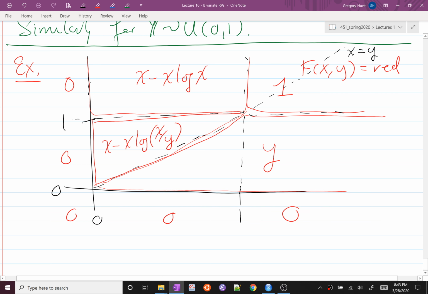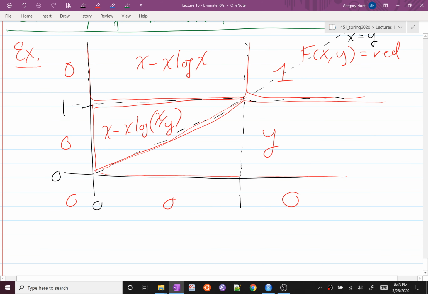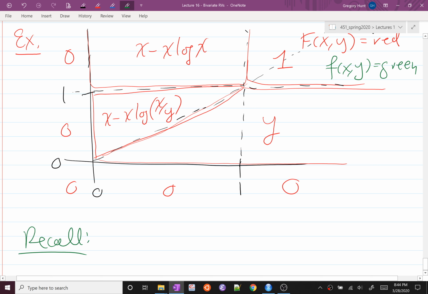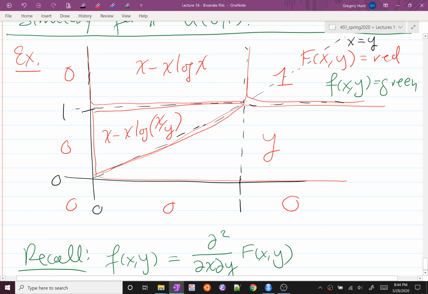Okay, so that's the CDF. You could write it out in a piecewise form, but it's probably not worth it. So what about the PDF? Let's look at the PDF in green. f(x,y) is green. Recall that I can get the joint PDF at each of these points by taking the mixed partial derivatives, dx dy, of my joint CDF. Well, in the places where it's 0, it goes to 0. That's easy, the derivative of 0 is 0. And where it's 1, it's just a constant.